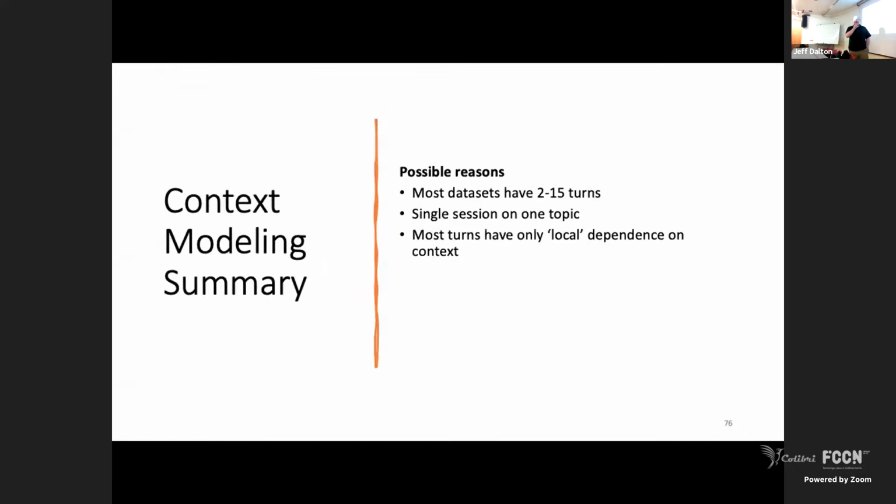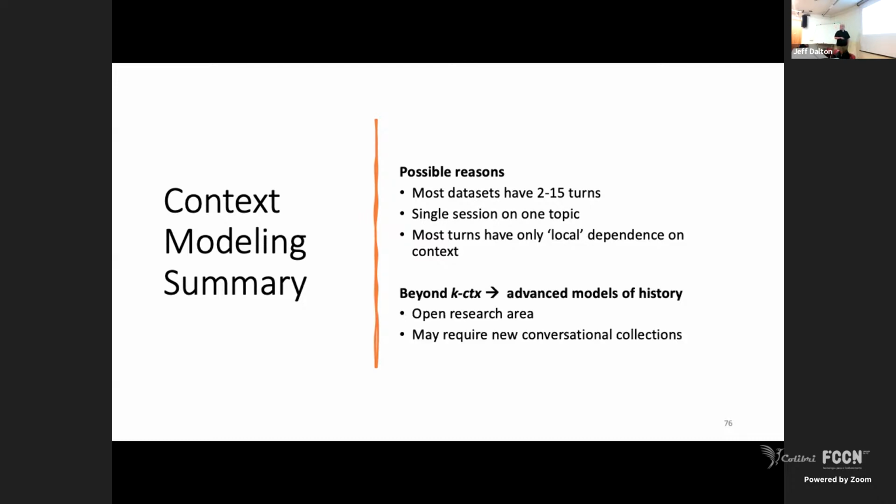Just to summarize here, in many cases simply appending all the history or partial history is quite effective. Most of these datasets have a relatively small number of turns. Most of them are a single session or a single topic, and they have what we'll call only local dependence, very short-range positional dependence in terms of storing what we understand. Okay. And we need to do better. So what does this imply about the current state of conversational search systems and their capabilities?